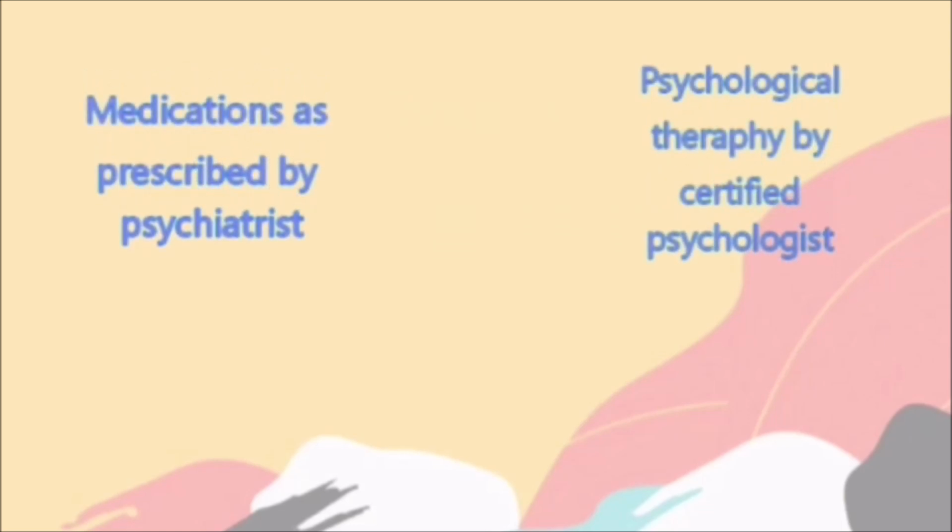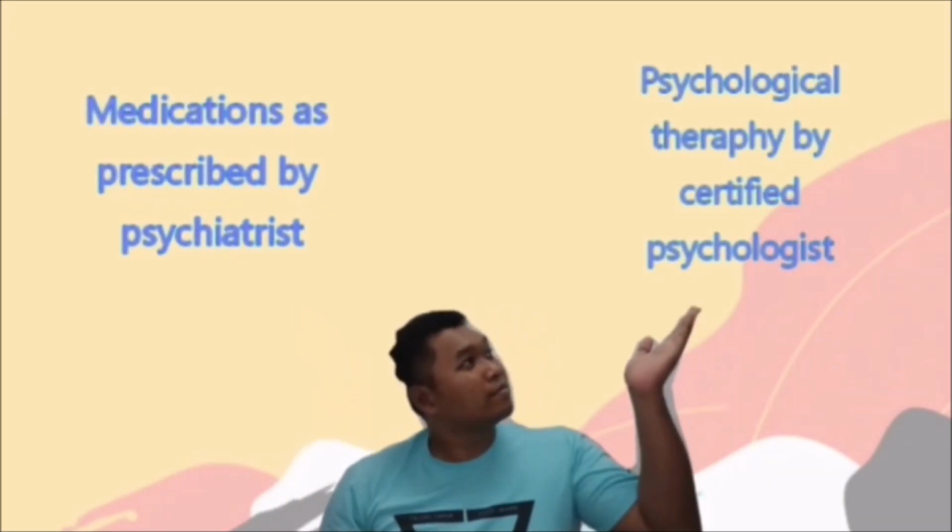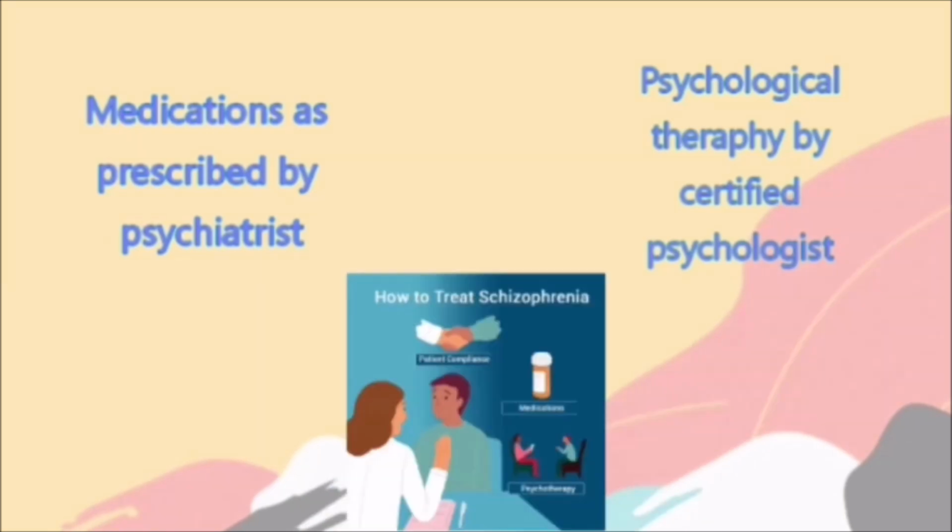What type of treatment for schizophrenia? Schizophrenia can be treated either by medications as prescribed by psychiatrists or psychological therapy by certified psychologists.